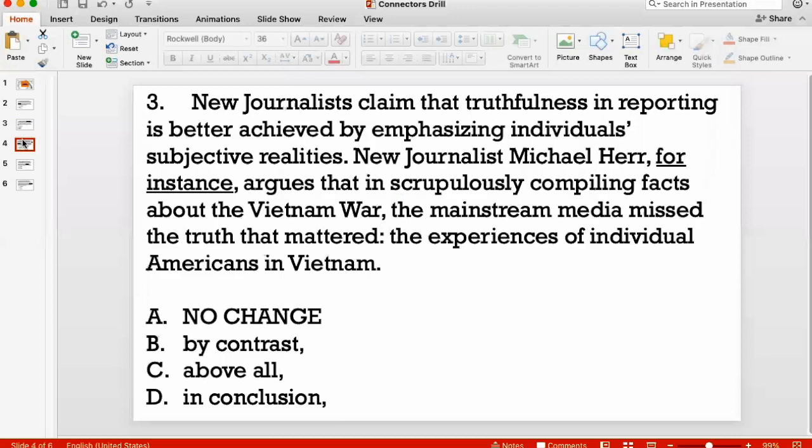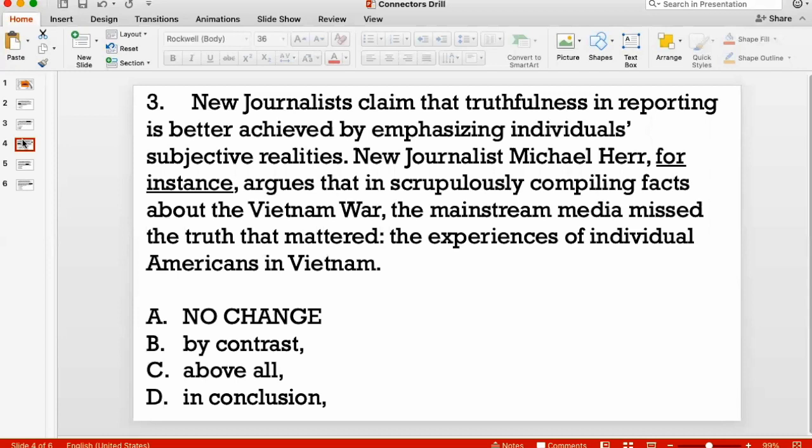Question 3. New journalists claim that truthfulness in reporting is better achieved by emphasizing individuals' subjective realities. New journalist Michael Herr, for instance, argues that in scrupulously compiling facts about the Vietnam War, the mainstream media missed the truth that mattered, the experiences of individual Americans in Vietnam. So let's unpack what this argument is saying.